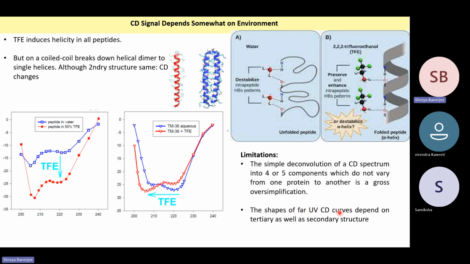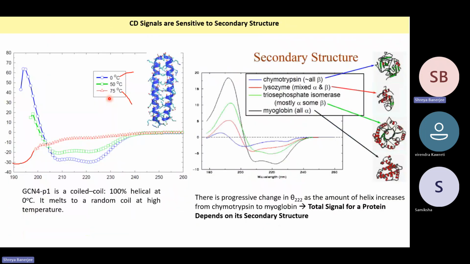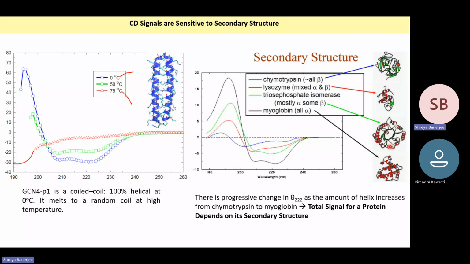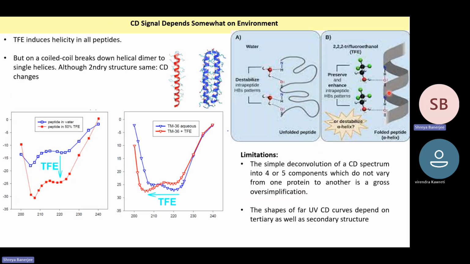Another problem is that the CD spectra often depend on tertiary structure as well. So far we have only seen proteins which have very well defined secondary structure. This is clearly helix. These green lines are clearly sheet. But sometimes in globular proteins, the folding happens in such a way that the secondary structure cannot be differentiated very nicely, and it is the tertiary structure that determines the CD spectra. In those cases also, the prediction becomes very difficult. So these are some limitations of CD spectra in determining the structure of the protein.